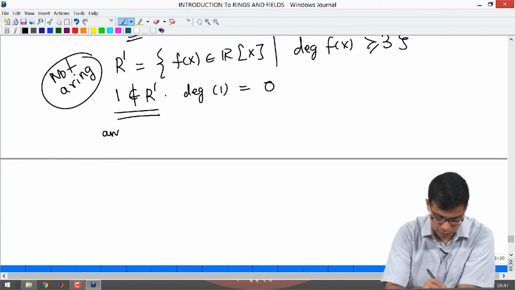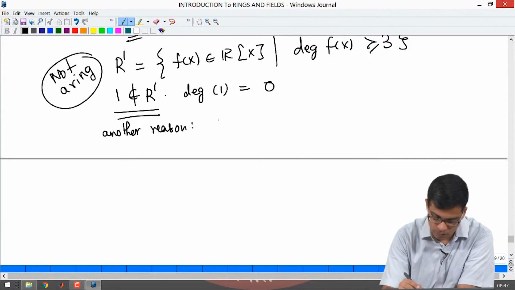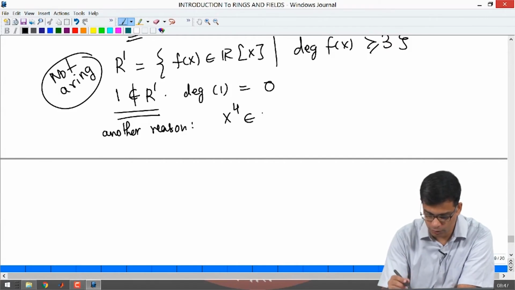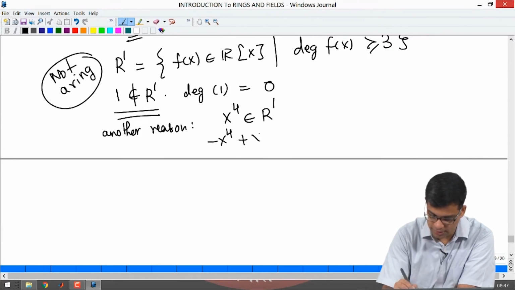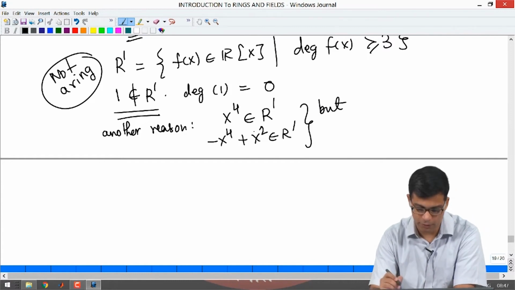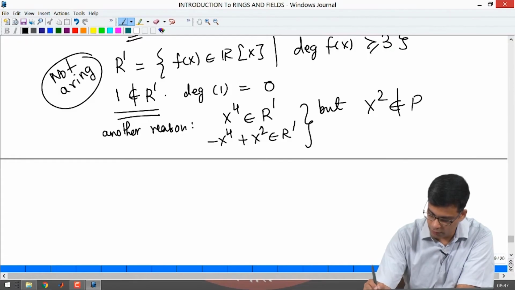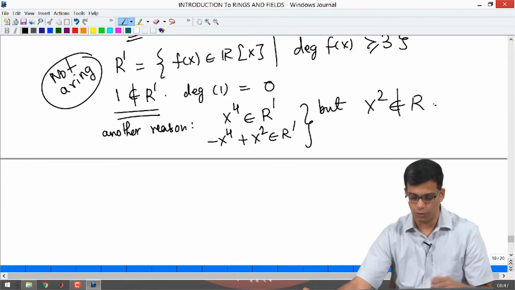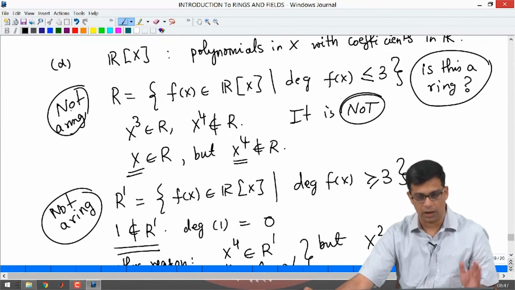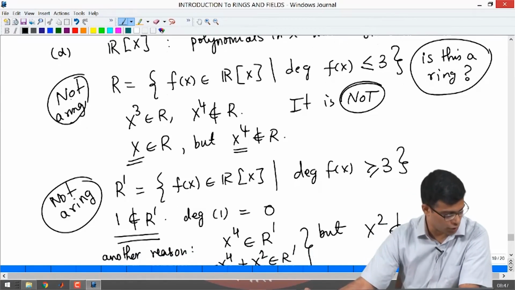Another reason is, if for example, x power 4 is in R prime, and minus x power 4 plus x squared is in R prime, but what is the sum of these two? If you add these two, you get x squared, which is not in R prime, right. So, you see that it is not closed under addition also. So, it is not a ring. So, if you just arbitrarily say degree is at most something or at least something, it is not a ring.